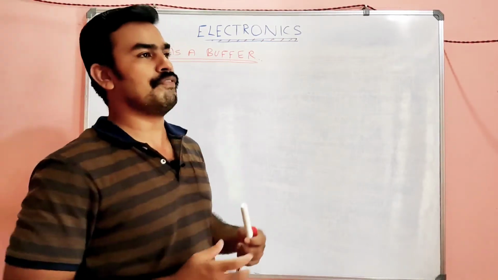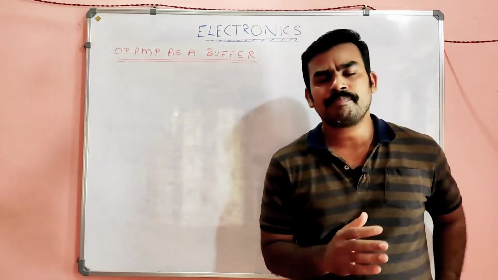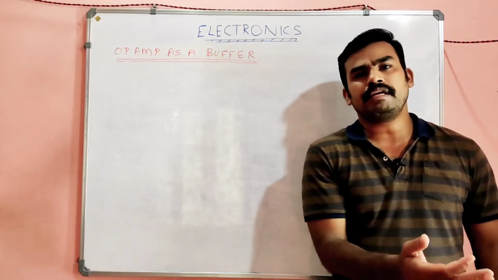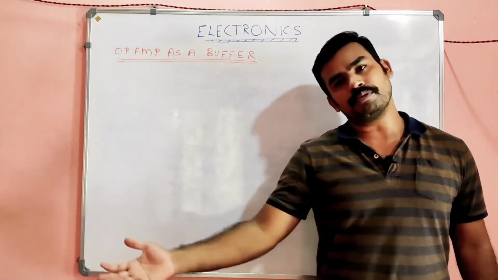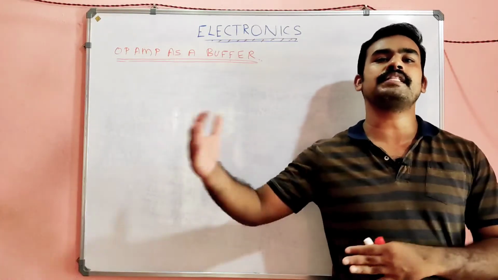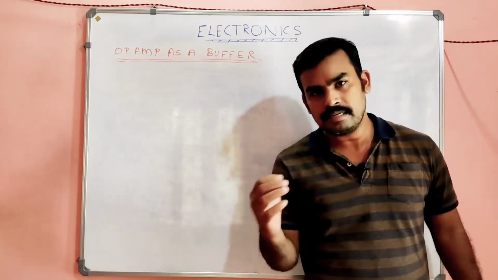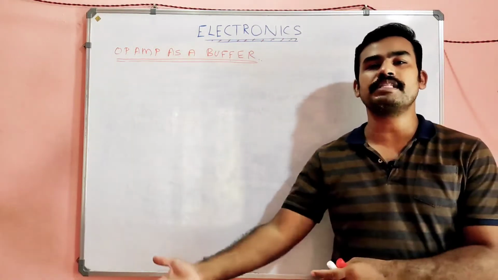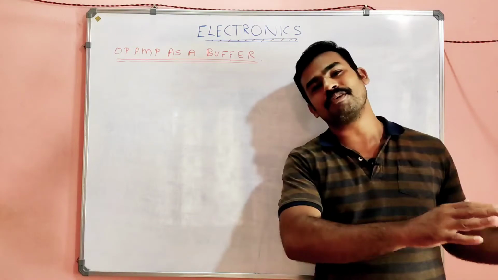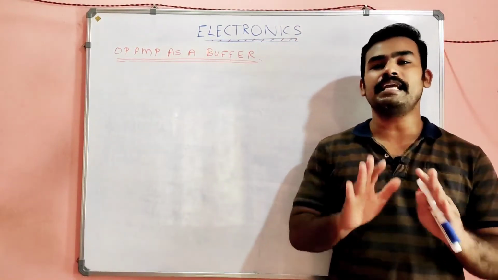So what is meant by a buffer? Buffer is nothing but whatever input we are giving, the same will be given at the output. Whatever the input we are giving, the output will be the same. Or a buffer is nothing but a circuit which simply follows the input. The output simply follows the input. It is known as the buffer.